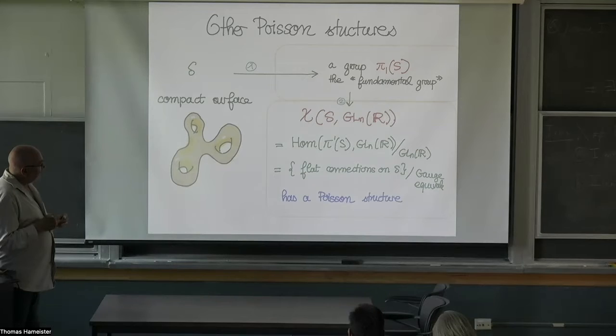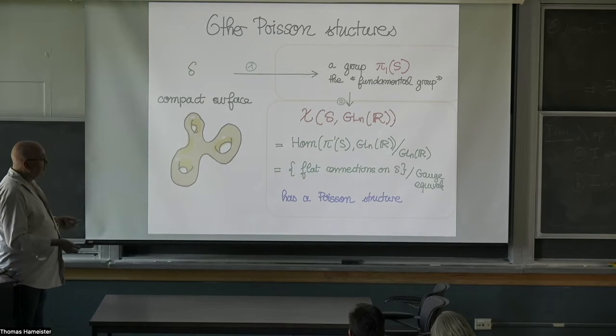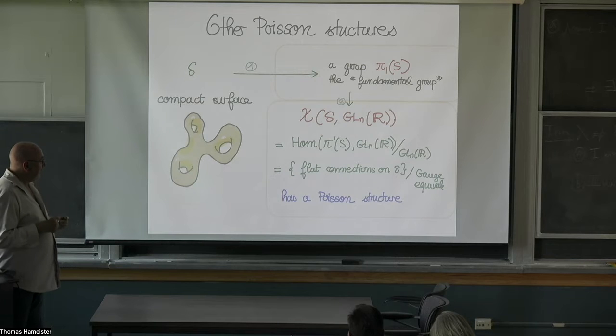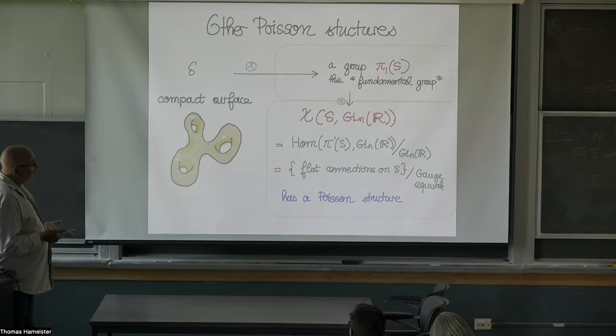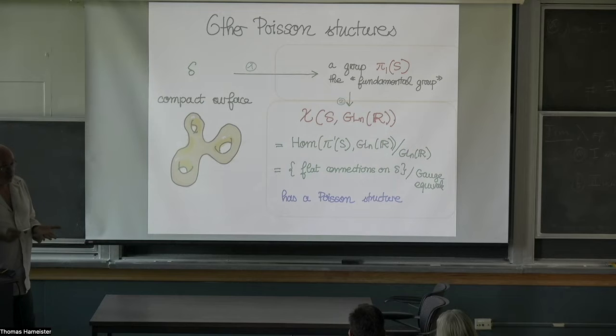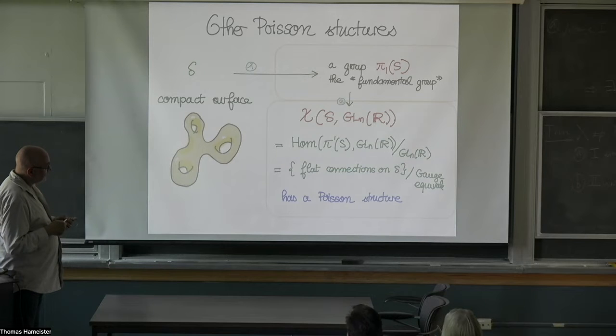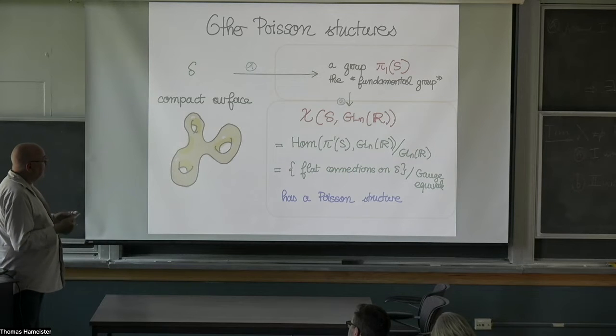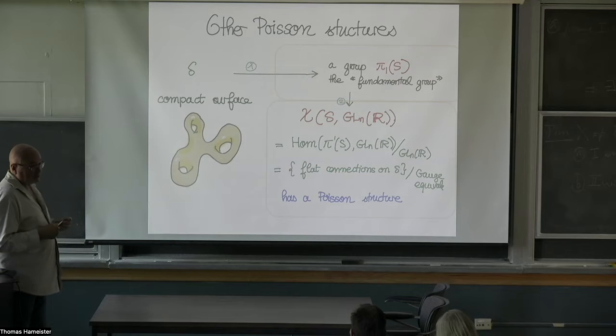A way to see that, for people with a more differential geometric point of view, is to consider the space of flat connections up to gauge equivalence. This has a complex structure, and it has a Poisson structure. One of the cases that you definitely know about is when you take n equal to 1, so you're talking about representations of pi_1 of S into R. The character variety is nothing else than H^1, the first cohomology group of the surface. And we know that this has a symplectic structure and hence a Poisson structure.